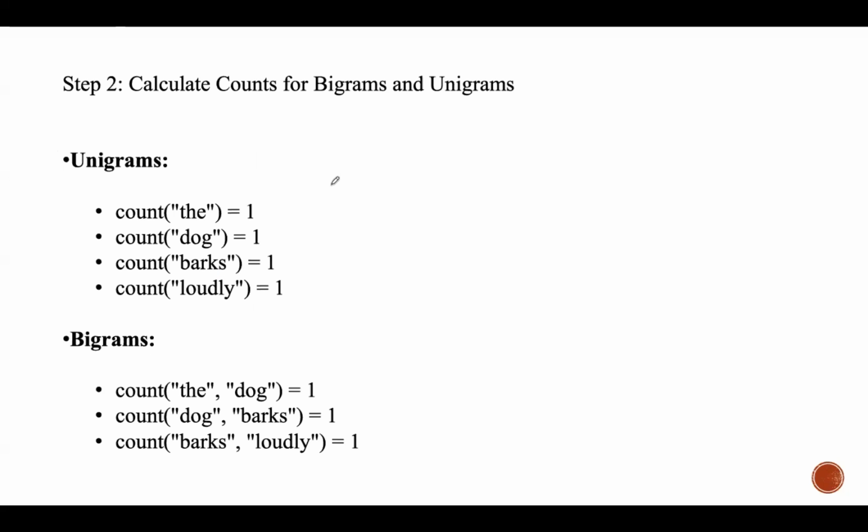Then calculate counts for bigrams and unigrams. So you need to check how many times bigrams appeared as well as unigrams appeared in the given text. First, you need to find out unigrams, so check these words independently. The occurred once, dog occurred once, barks occurred once, as well as loudly also occurred once in the sentence. Bigrams, that means these pairs. So check how many times each pair occurred in the sentence. The dog appeared once. Then check this sequence. Dog barks occurred once. Barks loudly also appeared once in the sentence.